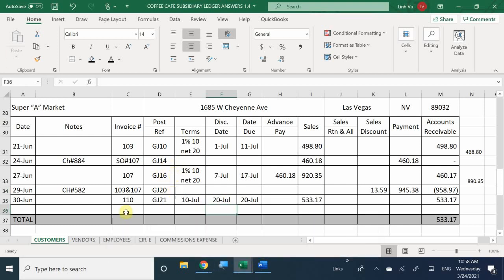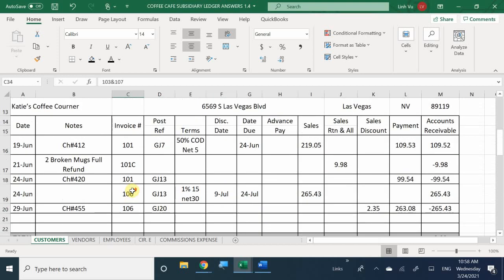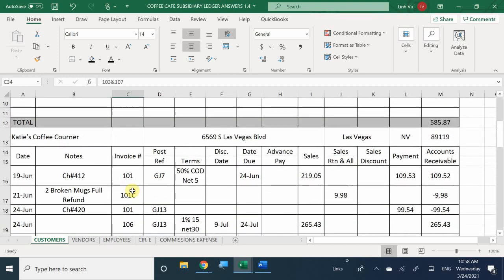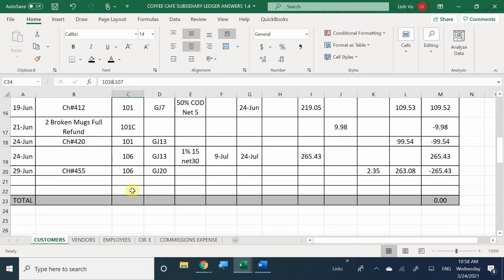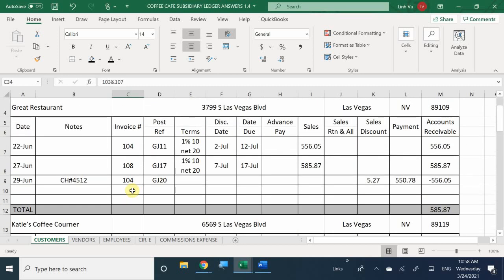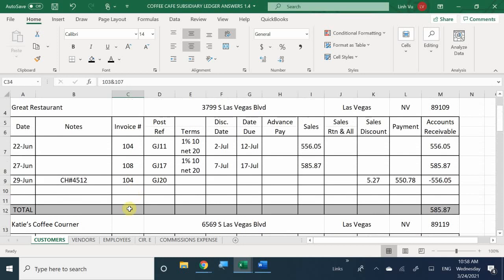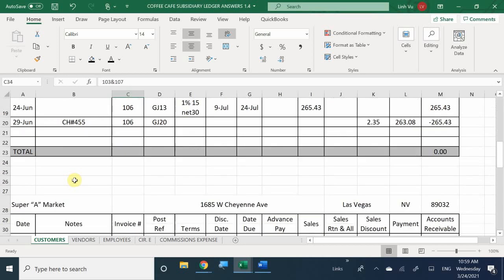Did we also do the other checks here too? Did we do Katie's check? Let's see. Yes, we did. Did we do Corner Book? Did the Corner Bookstore make a payment? No, this one did. Okay. All right. Everything looks good now.